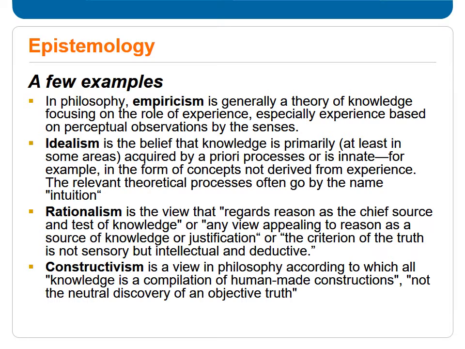Here are a few examples of epistemologies. Empiricism emphasizes the role of experience and perception. It requires experiment as a basis of knowledge. Idealism is the belief that knowledge is primarily innate and requires intuition as a relevant theoretical process. Rationalism is the view that regards reason as the chief source and test of knowledge, or the criterion of truth is not sensory but intellectual and deductive. On the other hand, constructivism is the view that knowledge is a construct of man and not the neutral discoverer of some object or external truth.